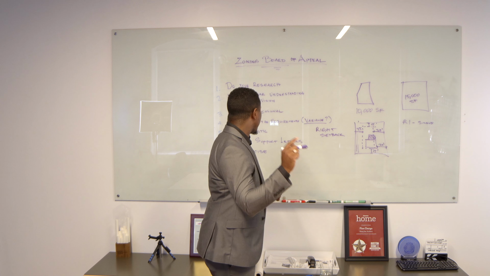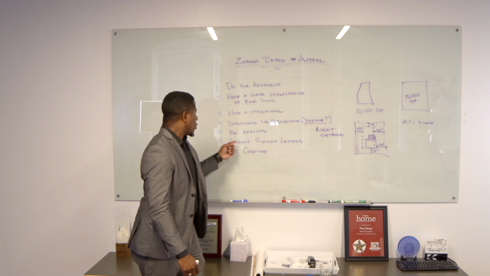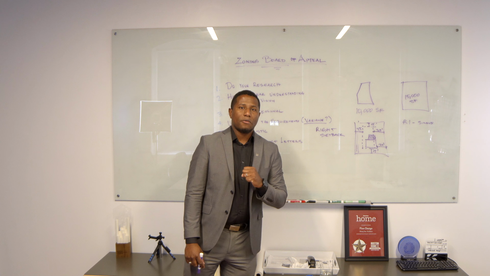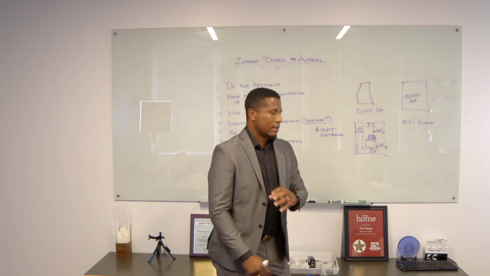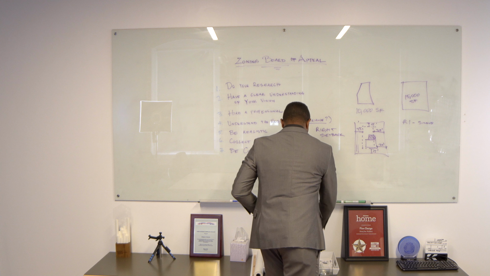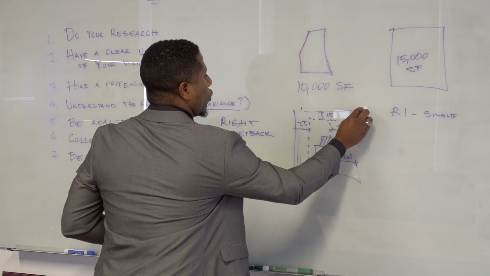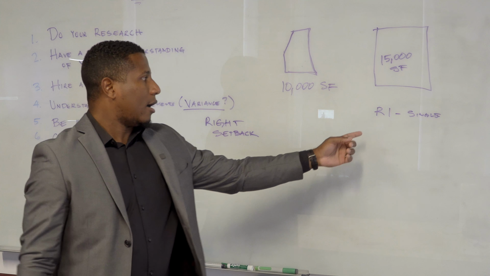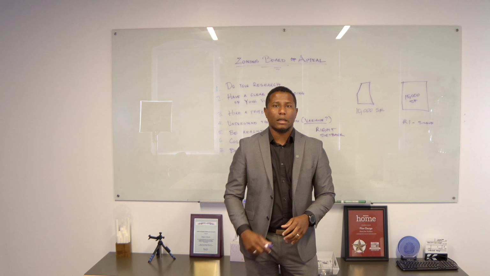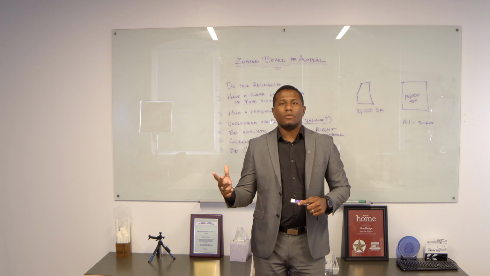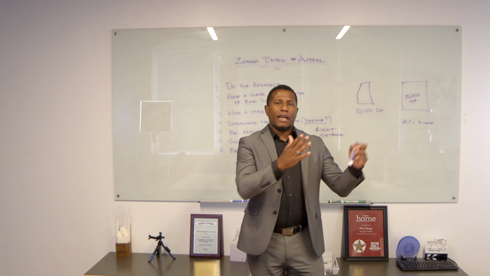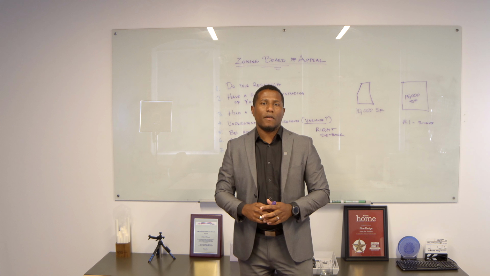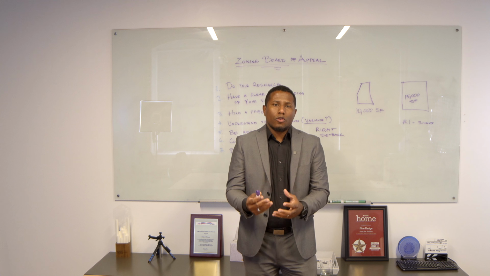So very, very important. Number 5, this one is key. Be realistic. Be realistic. If you have a single family, or if you have a lot that is 10,000 square feet, and you are in an R1 district or a single family district, but sometimes you realize, oh my God, my neighbors are 2 family, or there are a couple houses that are 3 family. You want to make sure you're realistic.